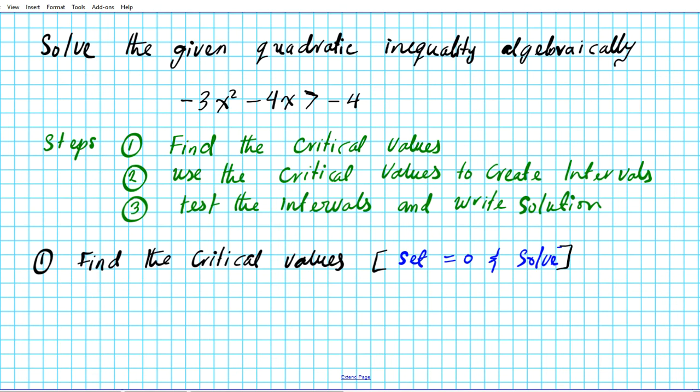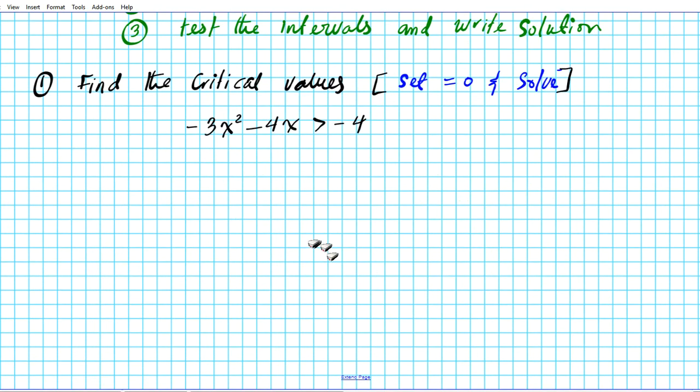Now, if you take a look at what we have here, this is an inequality. We're starting with the inequality negative 3x squared minus 4x is greater than negative 4. To set this equal to 0, the first step involves changing this inequality to an equality. So negative 3x squared minus 4x equals negative 4. And now we'll set it equal to 0. This can be accomplished by adding 4 to both sides. So we have negative 3x squared minus 4x plus 4 equals 0.